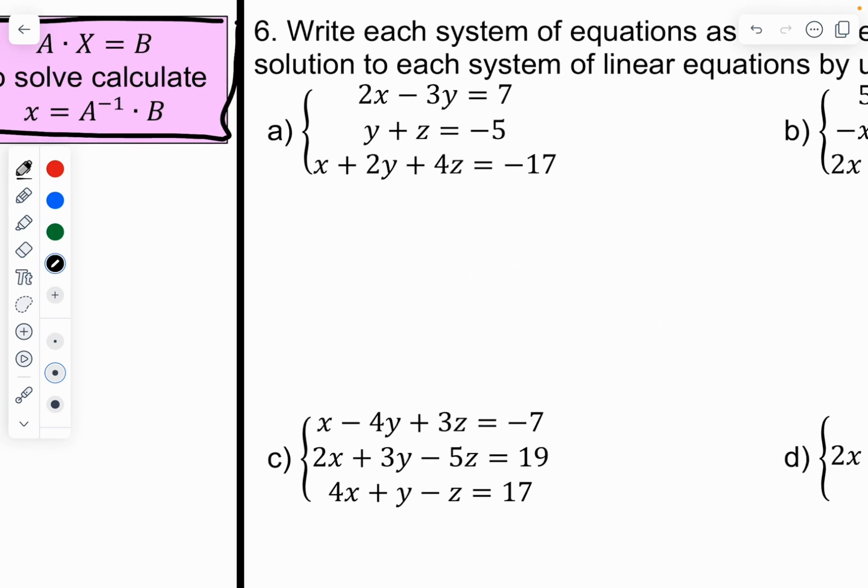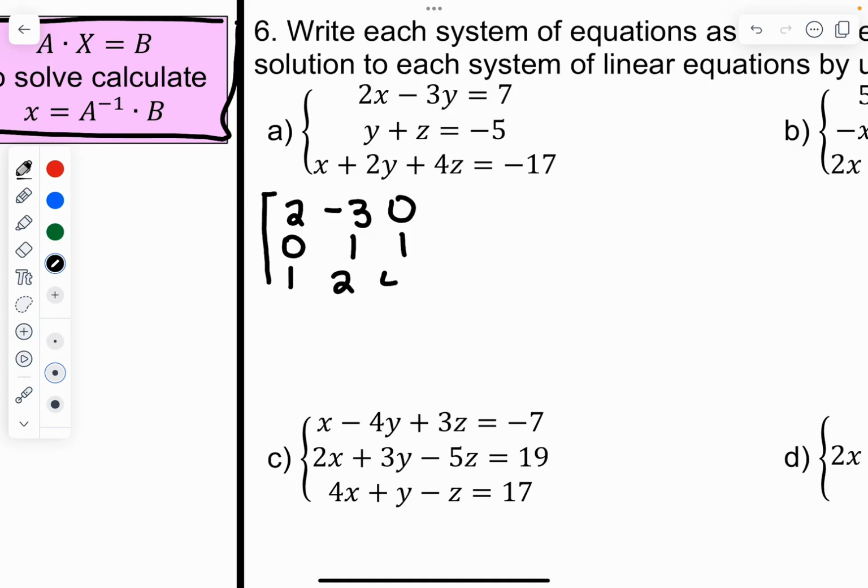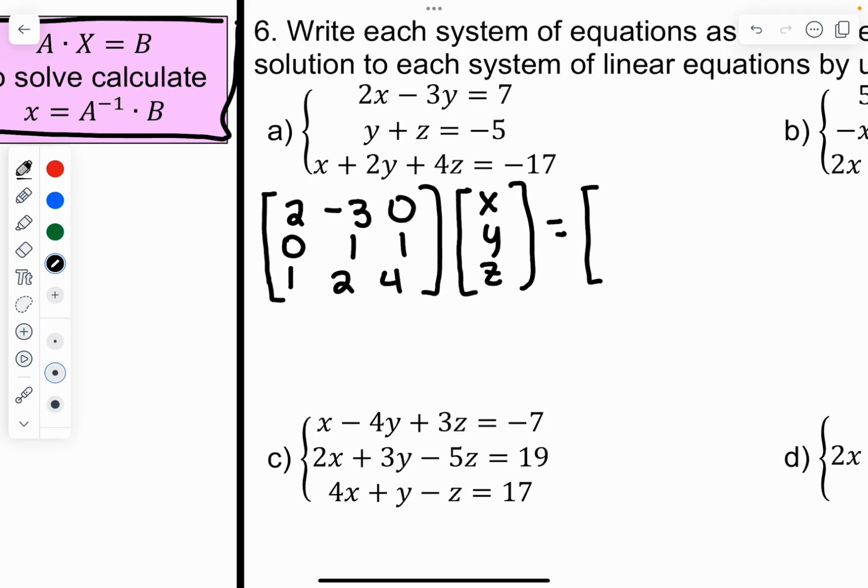So here we go. Let's set up our matrix equations first. So we have 2, -3, and there's no z. We have no x, 1y, 1z, 1x, 2 y's, and 4 z's times the variable matrix, x, y, and z. And it's going to be equal to the constant matrix, which is 7, -5, and -17.